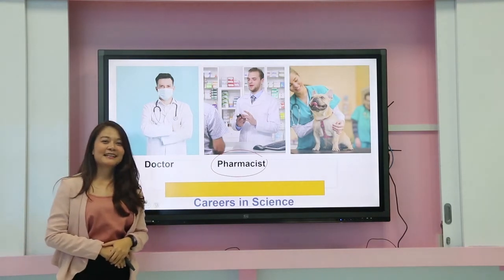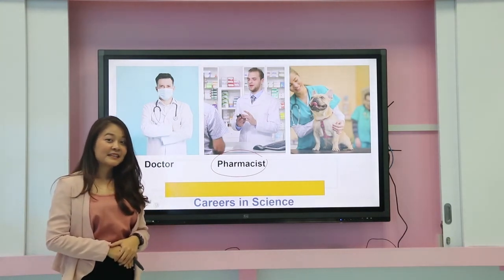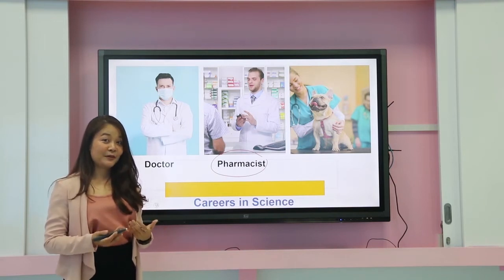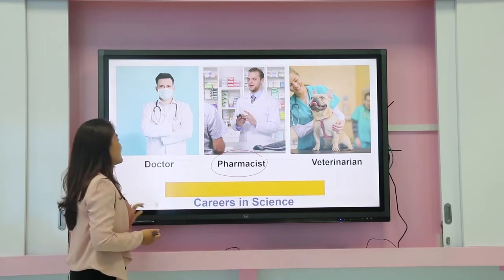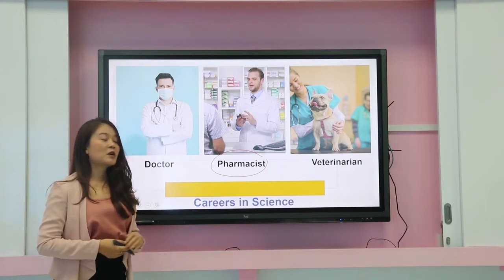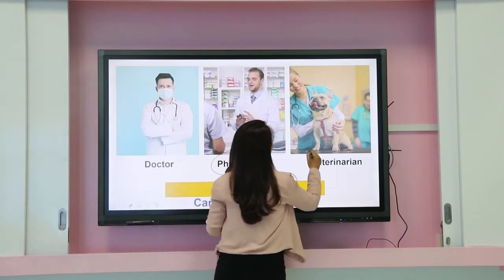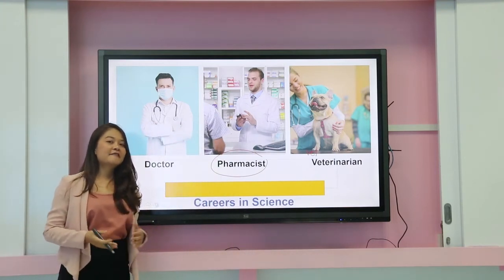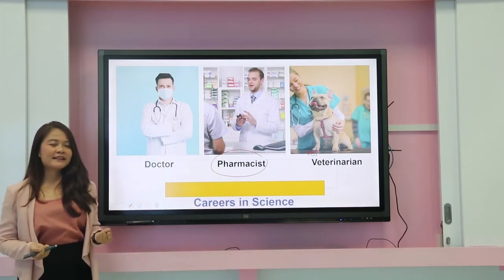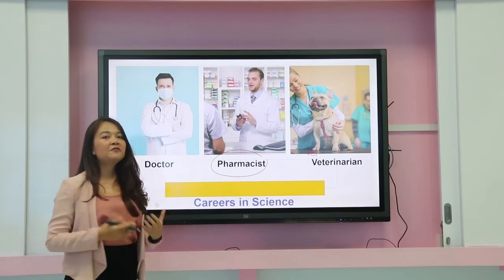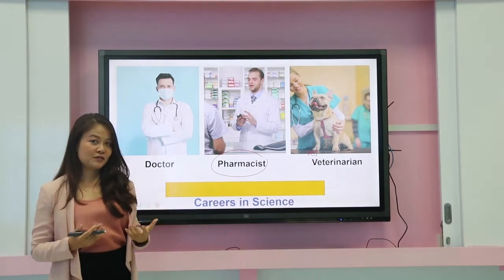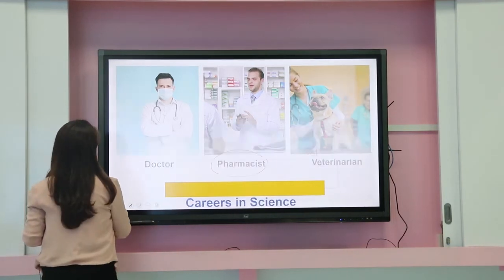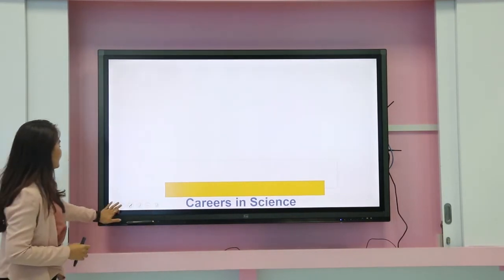And then the next career. Wow, what is that? It's a kind of doctor, but it's a doctor for animals, right? It's a veterinarian. Or sometimes you can call just vet. It's okay, right? Vet or veterinarian. Who is a veterinarian? It's a person who cures disease in animals, or the animal's doctor, we can say. Alright? Then we move to the next career.